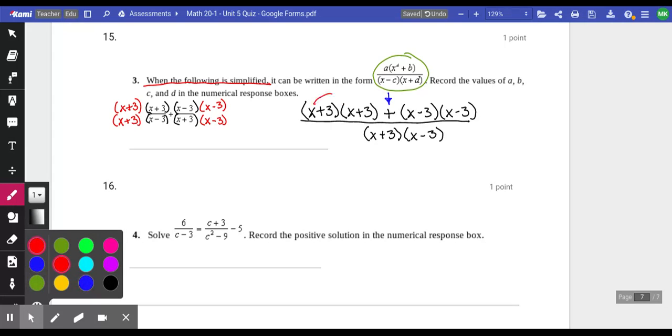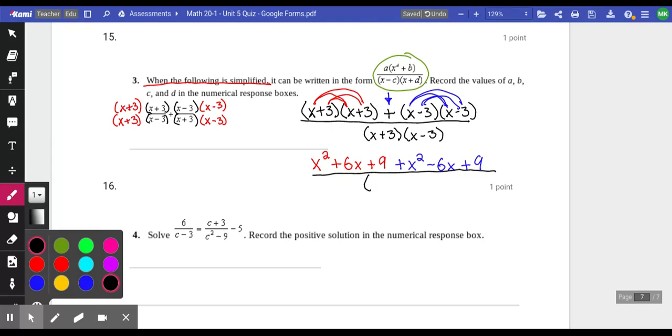I've only written them as one fraction. I need to expand the tops. So I multiply these things in to get me x squared plus 6x plus 9. When I expand this side over here, I'm going to get plus x squared minus 6x plus 9 divided by my common denominator, (x plus 3)(x minus 3). Collecting my like terms on the top, there's 2x squared. The 6x's will cancel, plus 18. Divided by (x plus 3)(x minus 3).